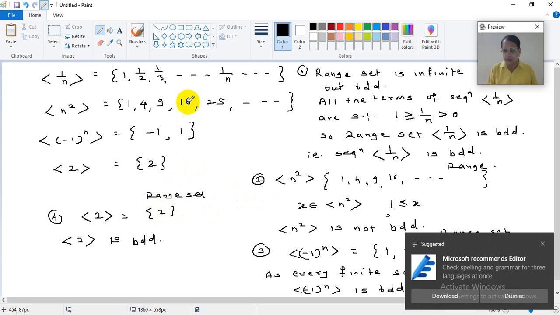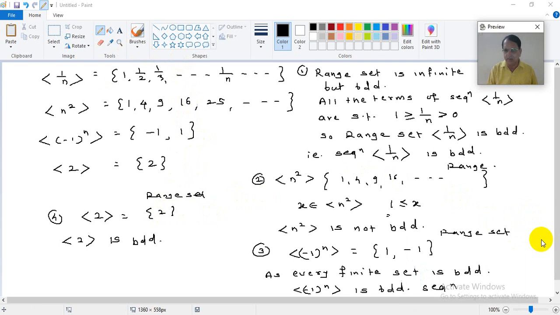We should always know this. Every finite set is bounded, but that doesn't mean every infinite set is not bounded.